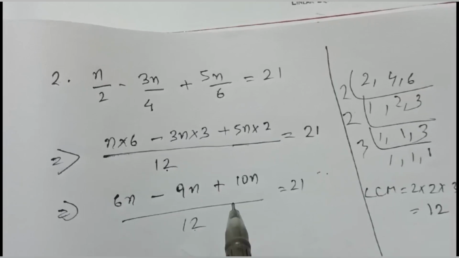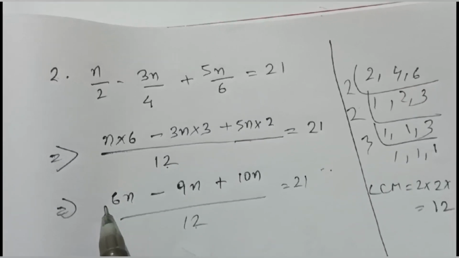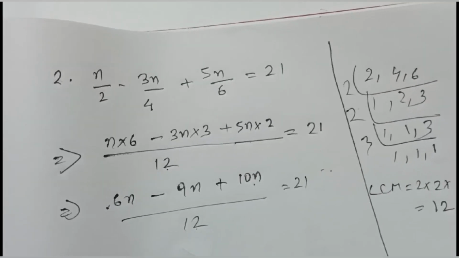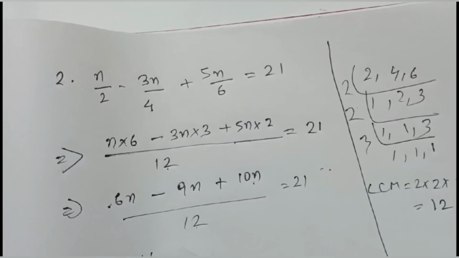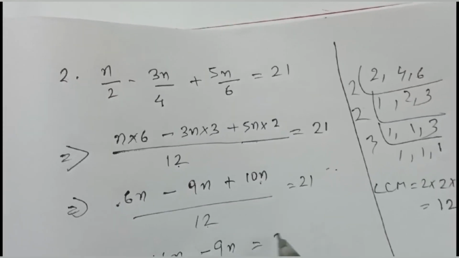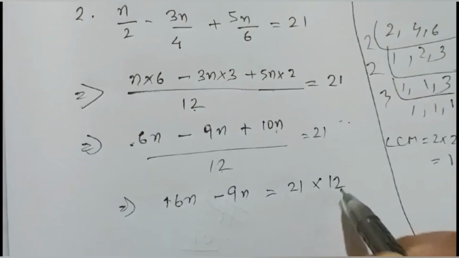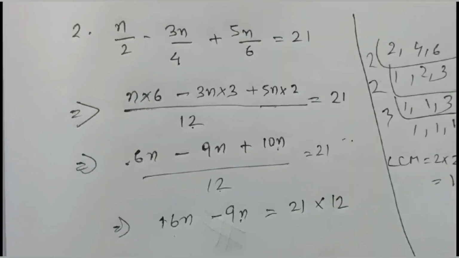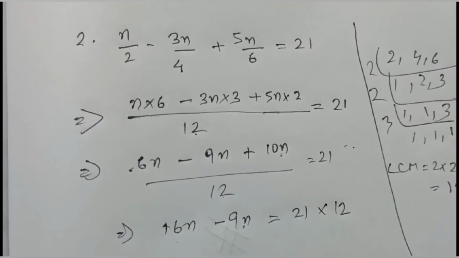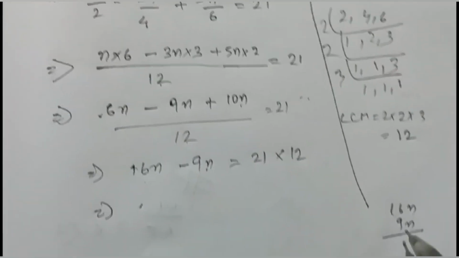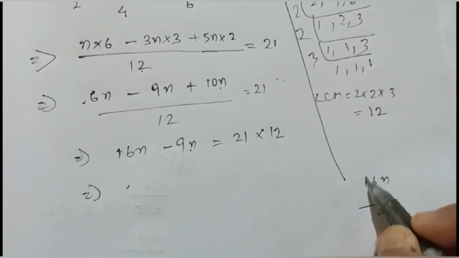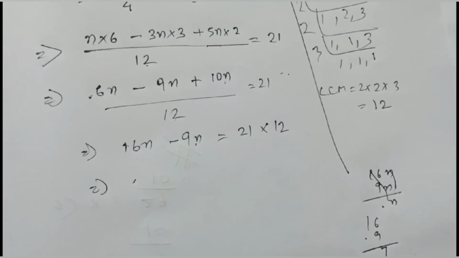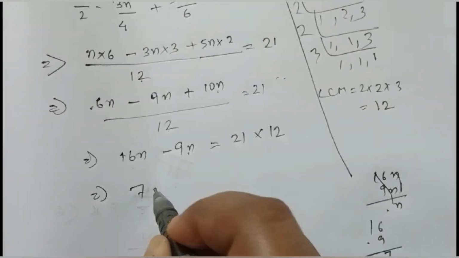Here we do addition and subtraction. First of all, where no sign is there, it is plus. So 6n plus 10n, how much do we get? 16n, yes or no? Then minus 9n. Then 16n minus 9n, we can write it as 16 minus 9. How much do we get? It becomes 7. Yes or no? So this becomes 7n.